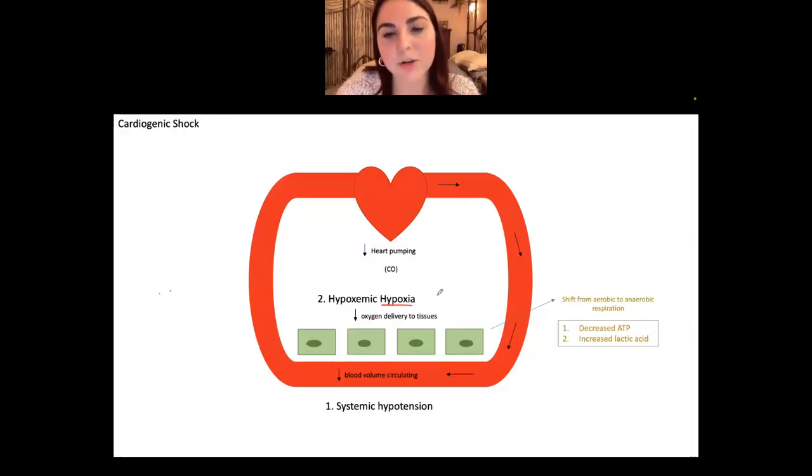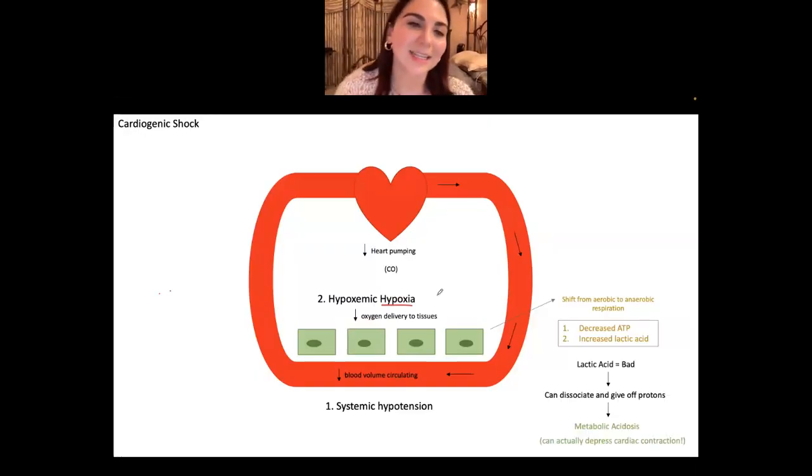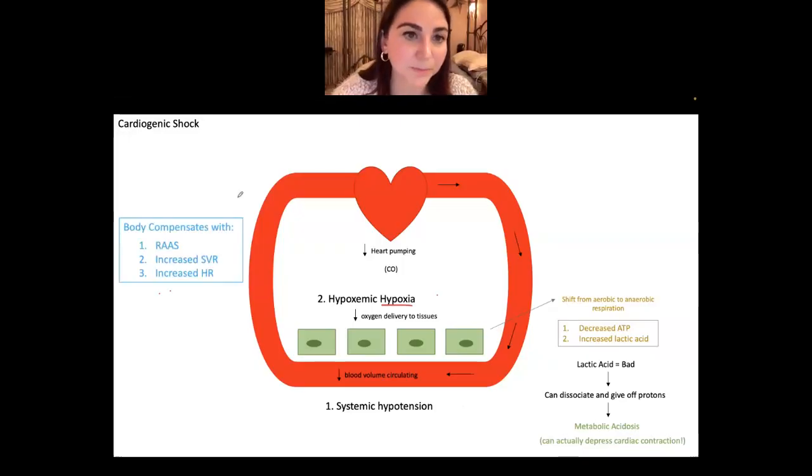Anaerobic respiration, you will have your biochem review in GI block. But very briefly, with anaerobic respiration you have decreased ATP, but you have more lactic acid. And when you have more lactic acid, this is bad. It can dissociate, give off protons, and then you can undergo metabolic acidosis. It's an anion gap metabolic acidosis. And by having a metabolic acidosis, it can actually further depress cardiac contractility. So metabolic acidosis, not good, actually makes things a lot worse. But this is what's happening because the tissues shift from aerobic to anaerobic respiration.